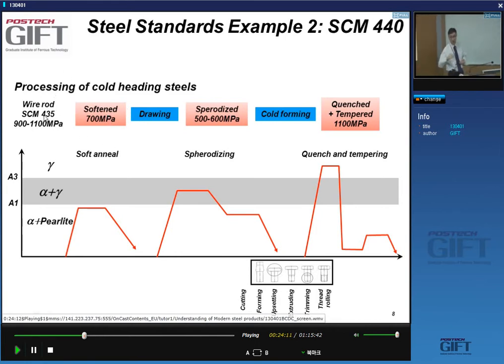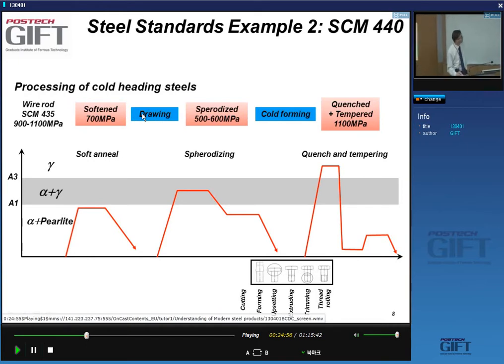When you make this wire rod, the data here is for a comparable grade with a slightly lower carbon content, because now it's 435. It's pretty strong, 900 to 1,000 megapascal. So the first thing you do is soften it, so that you can draw the wire rod to the right dimensions. So you soften it by a soft anneal.